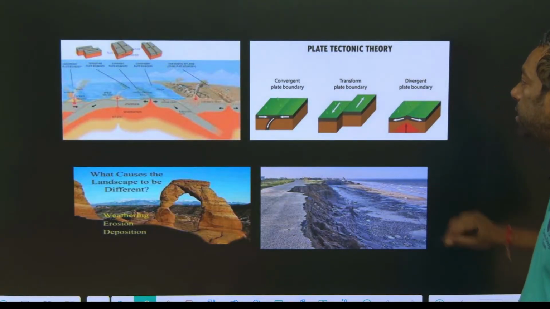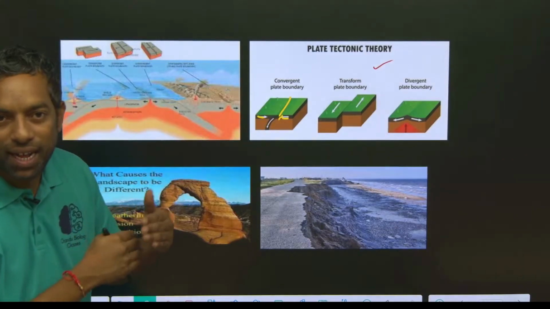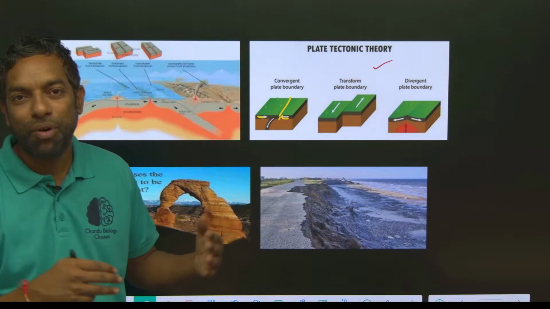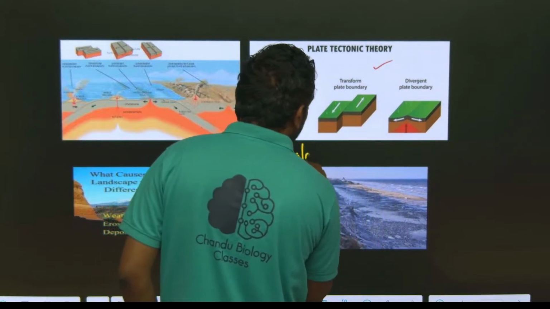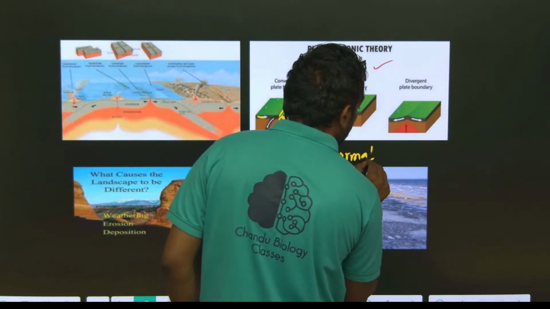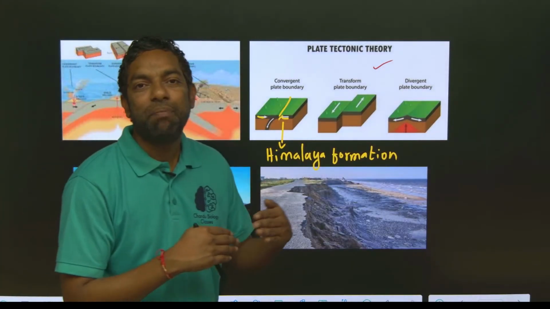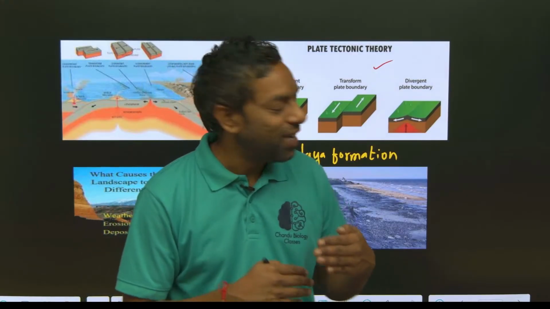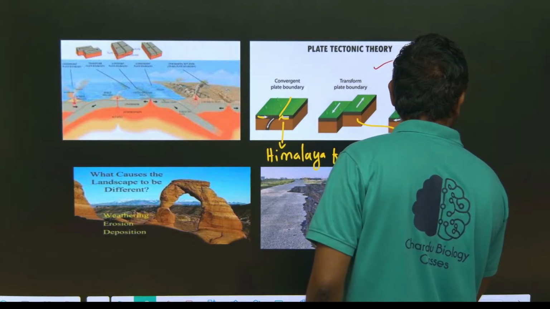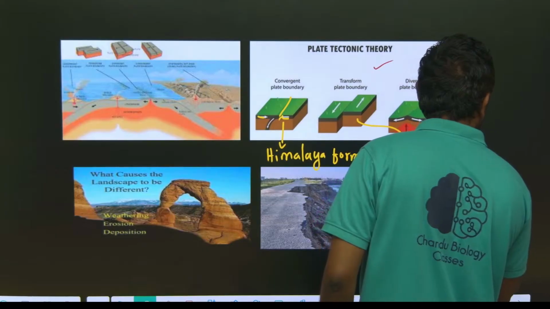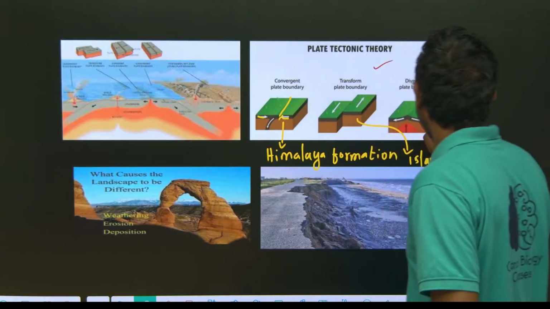This is the plate tectonic activity. If two plates come together and collide with each other, they create a convergent boundary. The example is the Himalayas formation. Transform boundary: the plates are moving in opposite directions. This is where island formation happens. And a divergent boundary creates valleys, rift valleys.